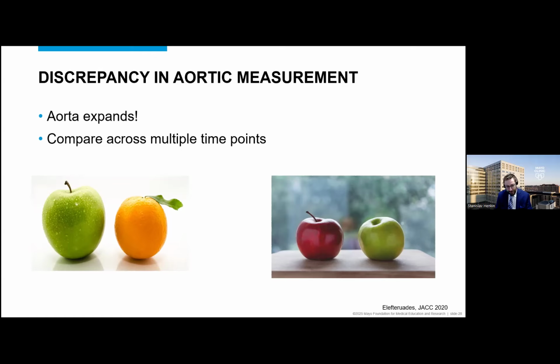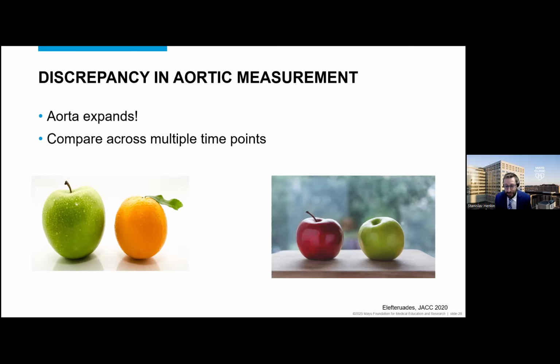But even still, when we do our best to compare the same imaging modality at the same point in time, and do this for yourself, do this little quiz sometime. Take an echo, take a measurement of the aortic root or ascending aorta, write it down, go back the next day and remeasure it. Is it the same?